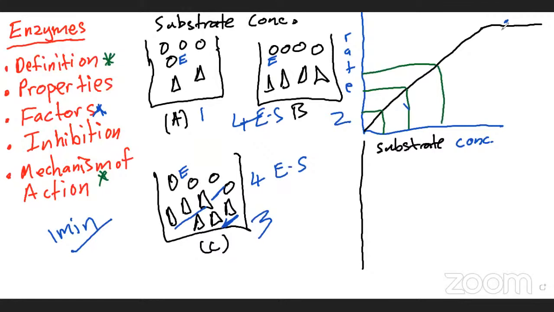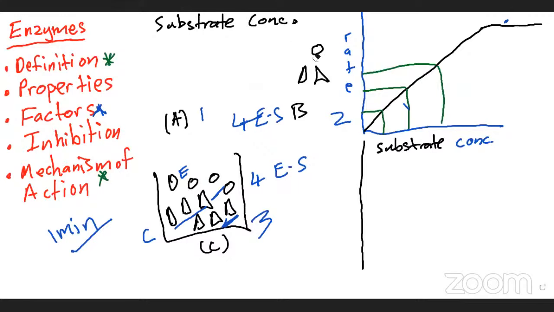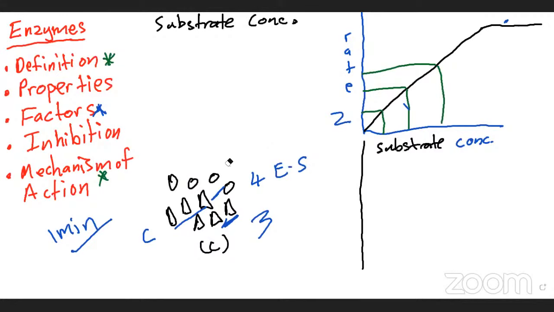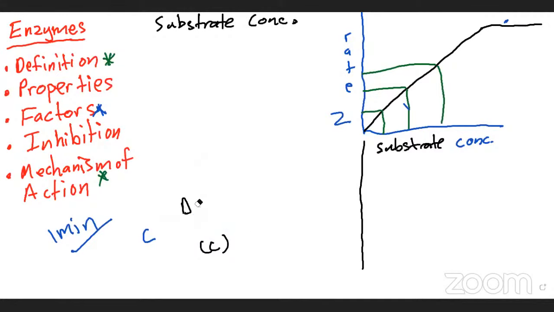All right. So for this flat line up here, it would be in container C, where you have four enzymes, but you have more substrate. But the rate cannot go any further because all the active sites are used up. All right. So that was the correction. You keep the enzyme constant and you increase substrate. All right. All right, so state the effect.